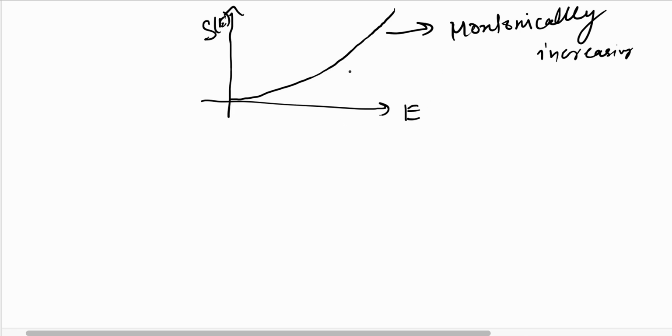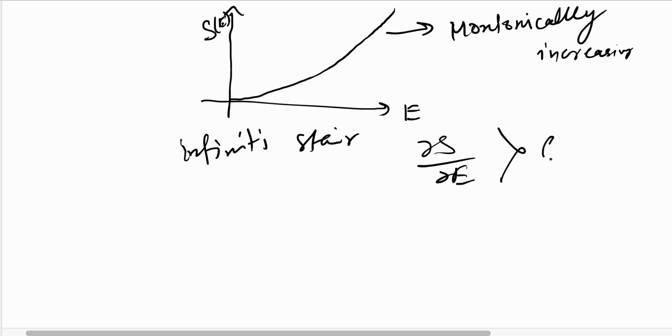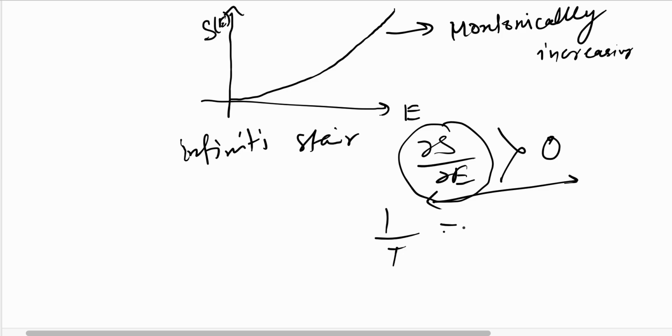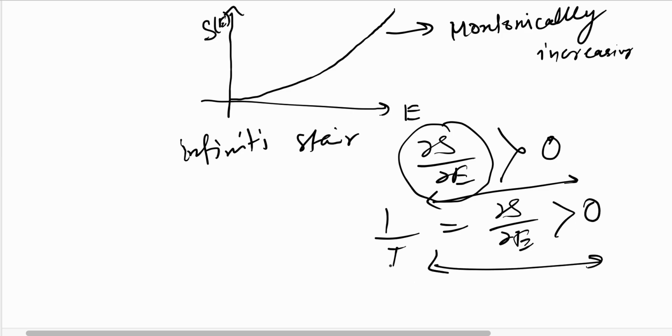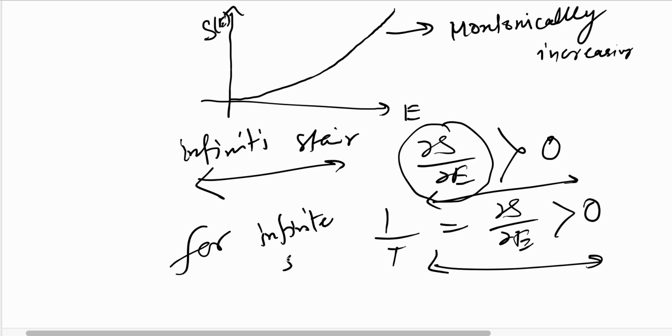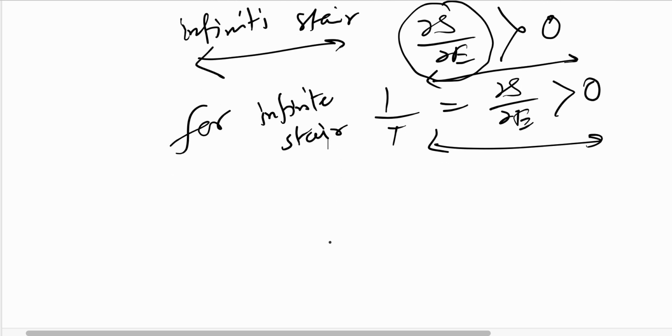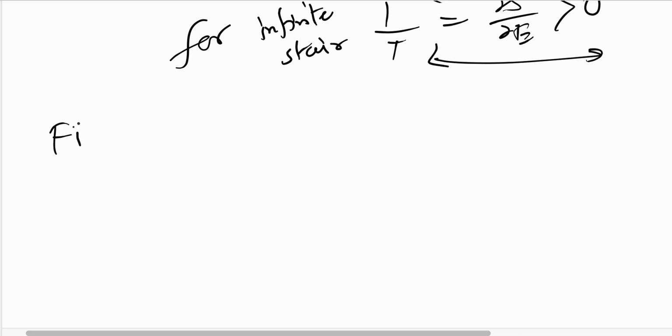That means for the infinite staircase, del S del E will always be greater than 0. The definition of temperature is 1 by T equals del S del E, which will always be greater than 0 for the infinite staircase. But you should always keep in mind what happens for the finite staircase.